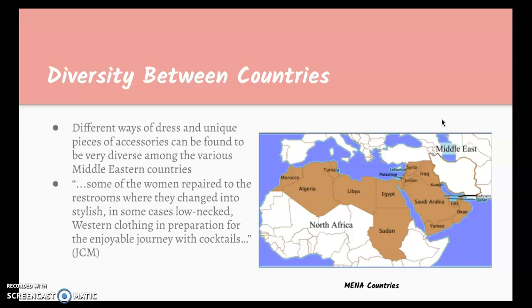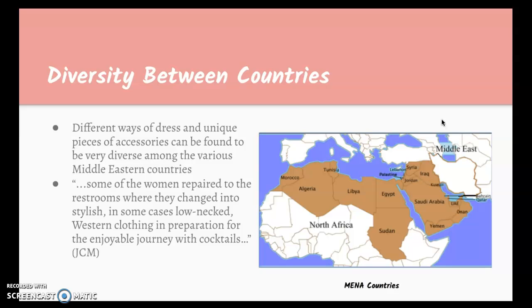So, diversity between countries. Different ways of dress and unique pieces of accessories can be found to be very diverse among the various Middle Eastern countries. Though a lot of the countries share many similarities, in that a lot of women wear hijabs and modesty is also a very common role in Islam, there are different types of pieces that are worn across different countries in the Middle East.